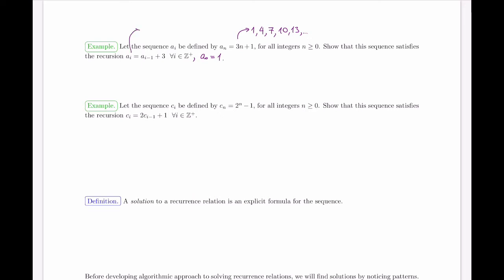Once I have that, I can build my sequence using the recursive definition. So what's going to happen for this sequence here? Let me do it in a different color. So for this sequence here, a0 is given to me as 1. Excellent. Then a_i is the previous value plus 3. So that means that a1 will be the previous value plus 3. 1 plus 3 is 4. a2 will be the previous value plus 3. 4 plus 3 is 7. Previous value plus 3, and so on. So it looks like the sequences are actually the same.